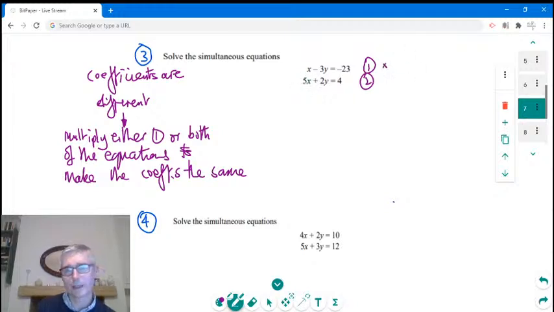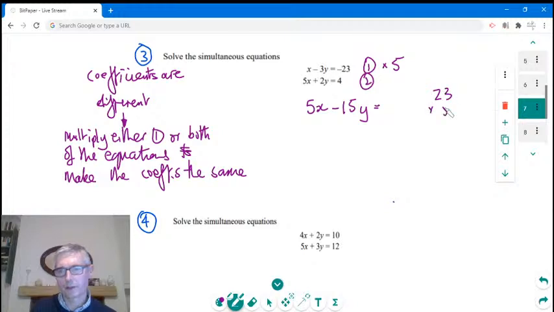So I'm going to times that one by 5, and I've got to multiply every part of that first equation by 5. I'll end up with 5x minus 15y, and then I'll times the 23 by 5. I'm just going to do this so I don't make any mistakes.